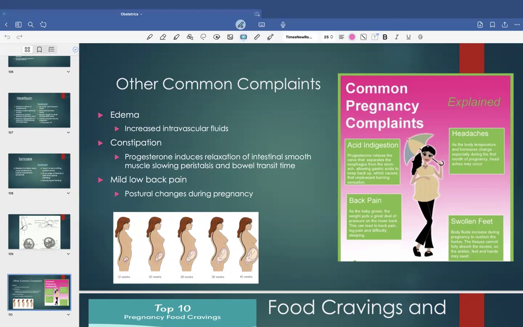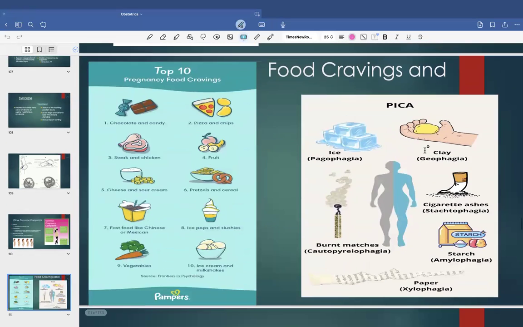And then lastly, we're going to talk about food cravings and pica. Some of the top food cravings: chocolate, candy, pizza and chips. Steak, fruit, cheese and sour cream, breadsticks and cereal, fast food like Chinese, ice pops and slushies, vegetables, ice cream and milkshakes. Those are some of the common cravings.